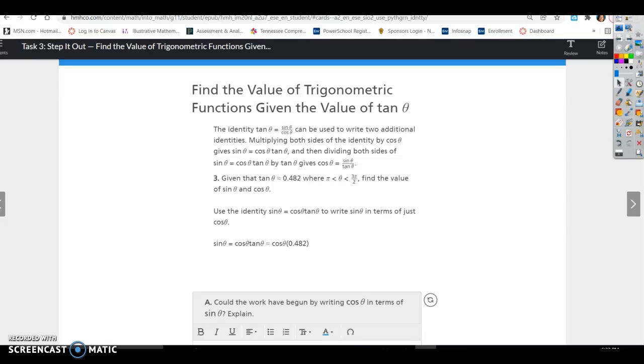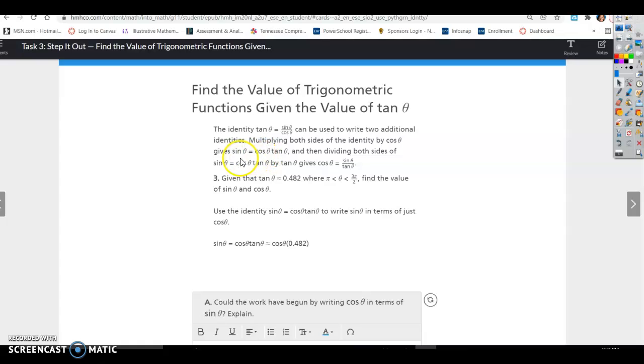Lesson 15.3, Task 3. Find the value of trigonometric functions given the value of tan theta. The identity tan of theta equals sine over cosine can be used to write two additional identities. Multiplying both sides of the identity by cosine gives sine of theta equals cosine of theta times tan of theta.